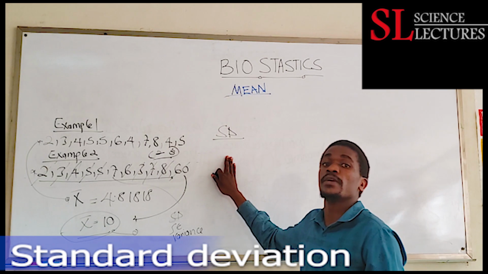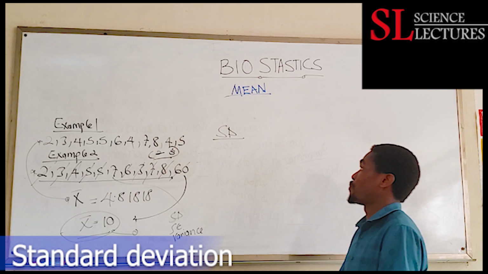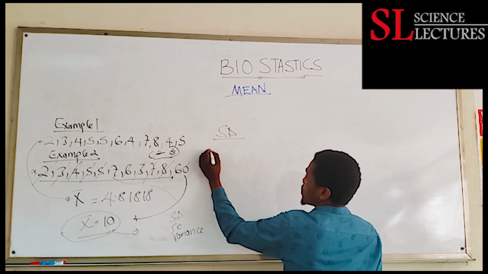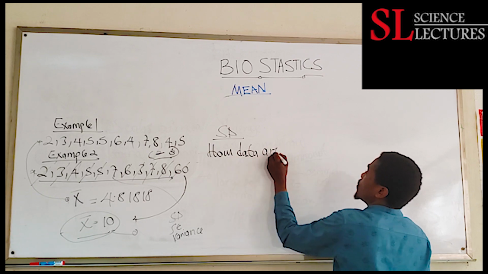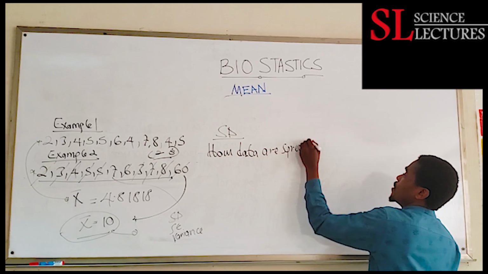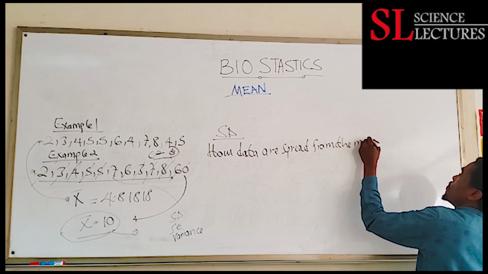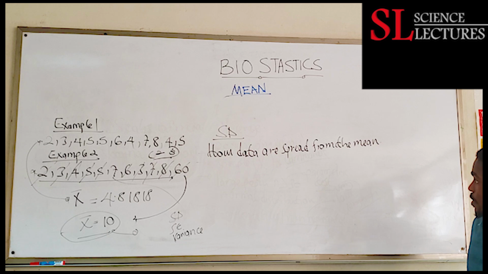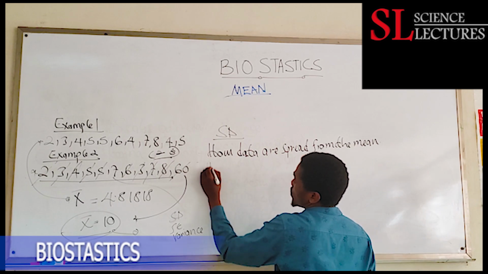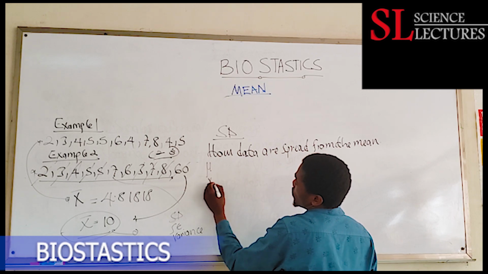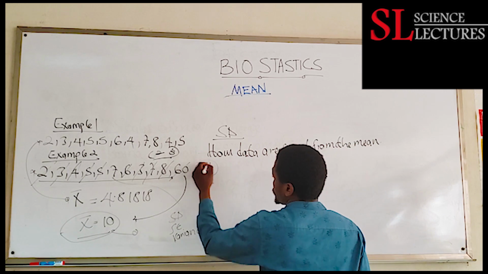Standard deviation is how data are spread from the mean, or we can say how far data are spread from the mean. So for the mean, we said we have two means. We said we have a population mean and a sample mean. And we said the population mean is denoted by mu, and the sample mean is denoted by x bar. So let's imagine we are using mu.